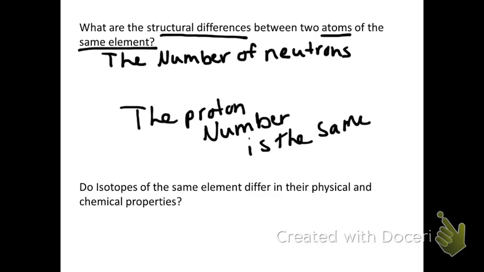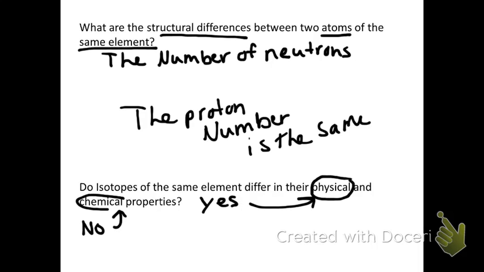Next question. Do isotopes of the same element differ in their physical and chemical properties? Well, the answer is yes and no. Yes for physical properties, isotopes will have different physical properties, but no for chemical. So isotopes have the same chemical properties, but they differ in their physical properties.